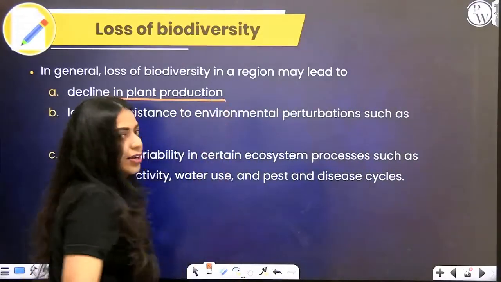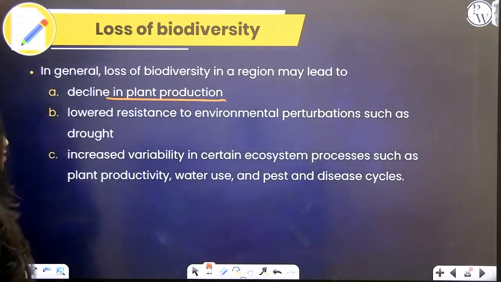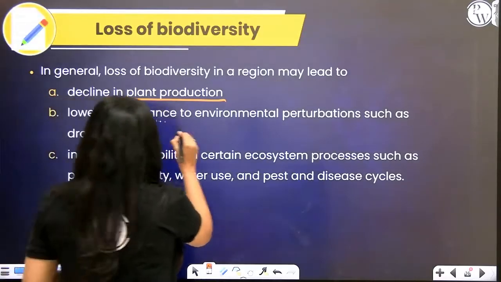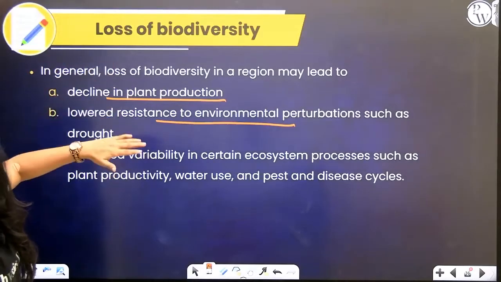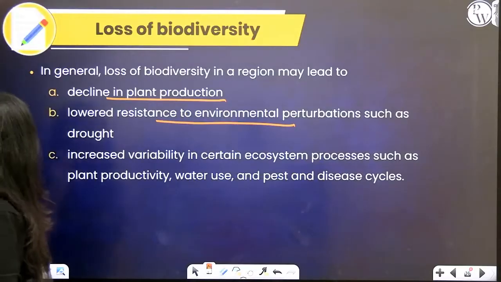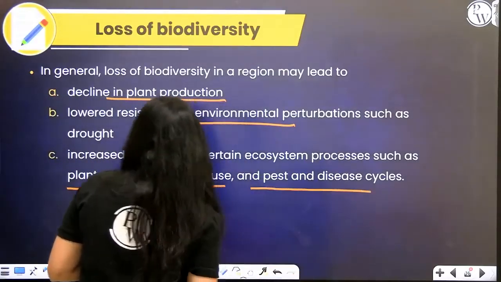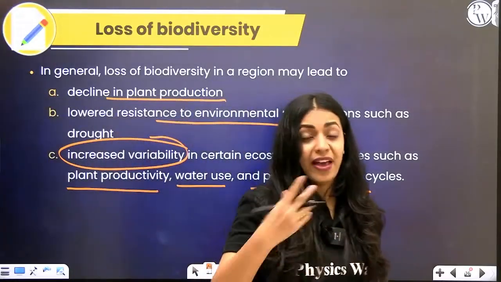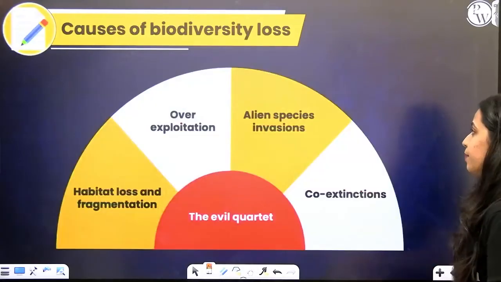Plant production will reduce. Remember, I told you greater the biodiversity, greater will be the productivity. So, plant production will reduce. If at all there is any disturbance in the environment, there will be lowered resistance. They won't be as resistant if the biodiversity is less. Certain ecosystem processes like plant productivity, water use, pest and disease cycles, there will be increased variability. That will vary very drastically from year to year if there is a loss of biodiversity.